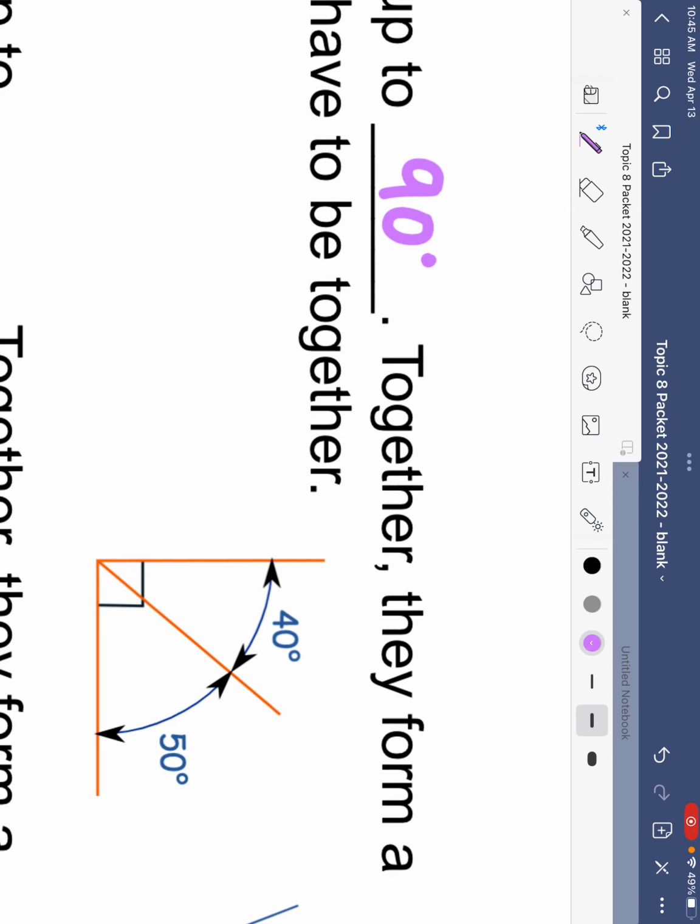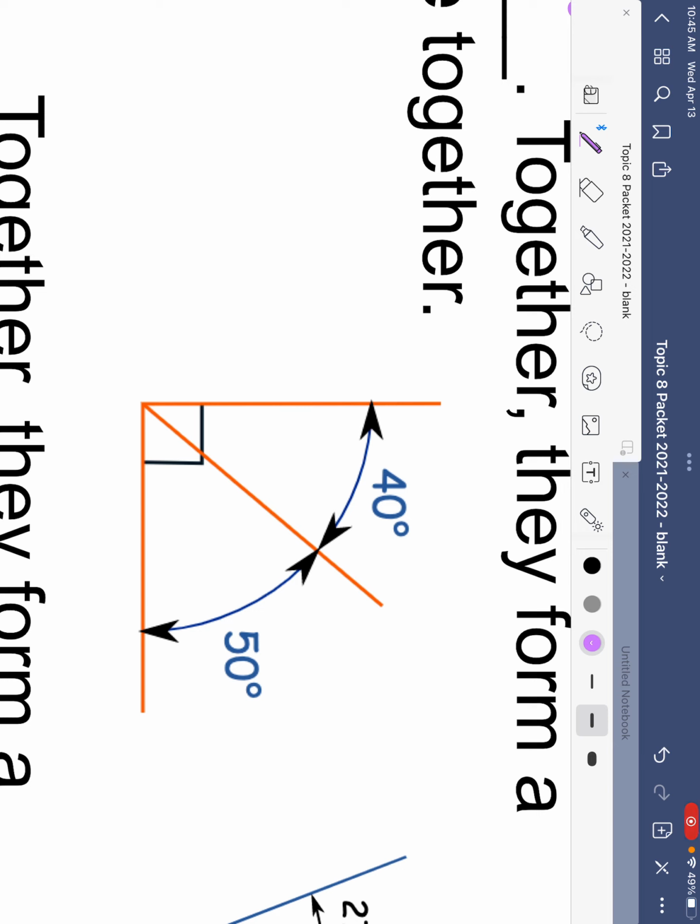So let's look at our first image right here. These two angles, we've got this first one that measures 40 degrees, and this one right here that measures 50 degrees. They are next to each other, so they're also adjacent angles. But together, 40 degrees plus 50 degrees is 90 degrees, and they form a right angle. And I can see that very clearly because I've got this square telling me that those two angles together make 90 degrees.